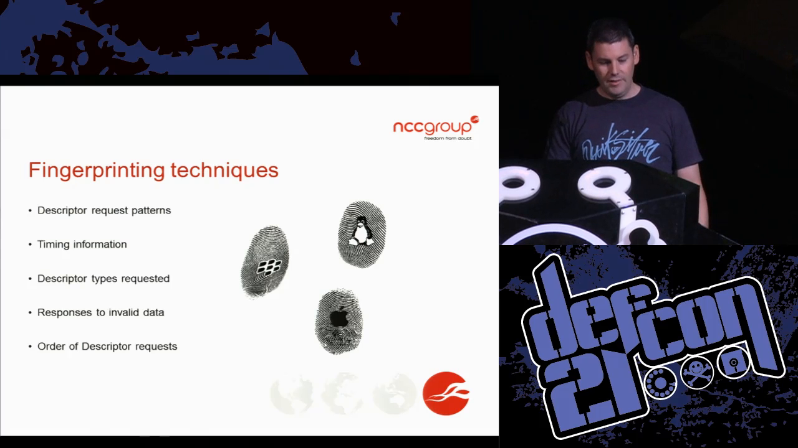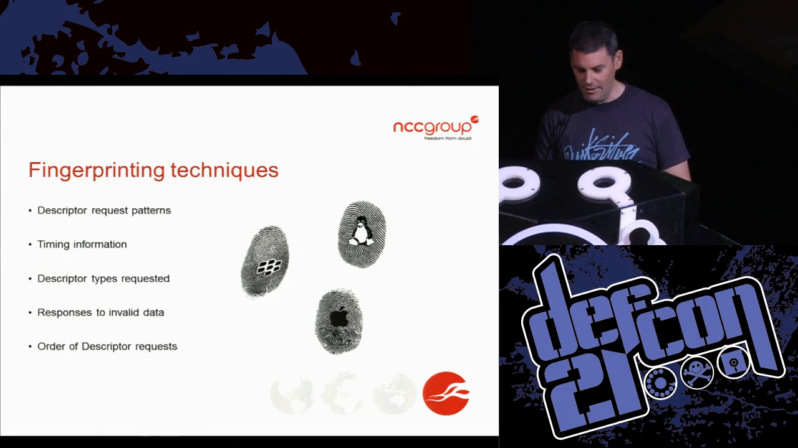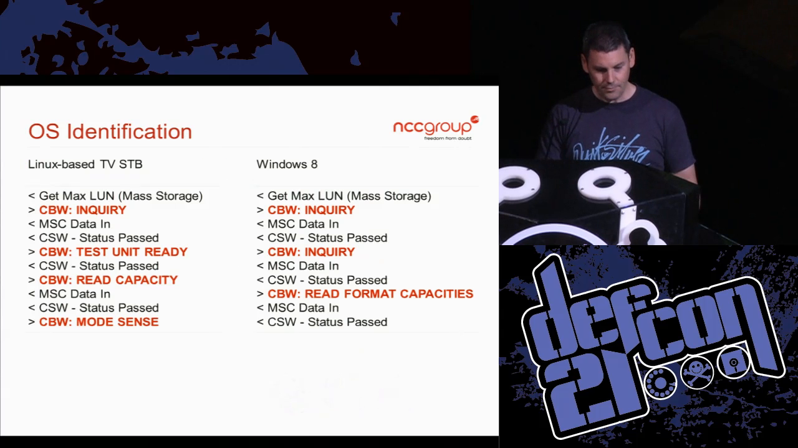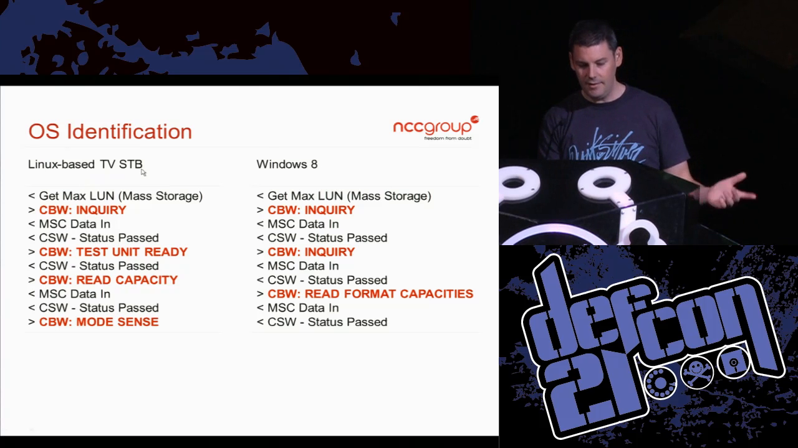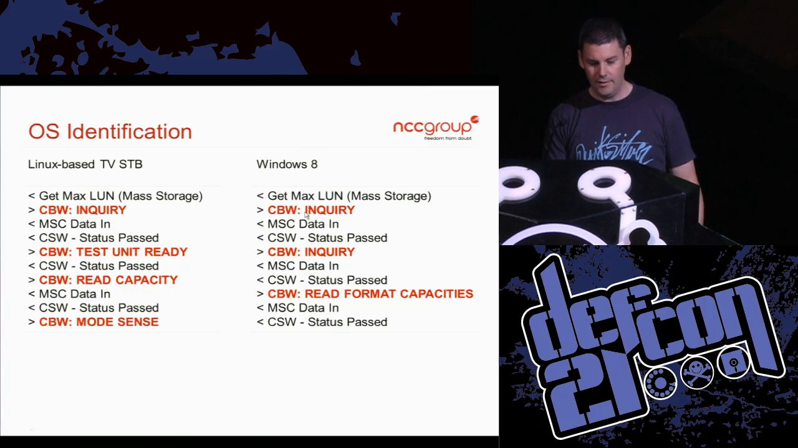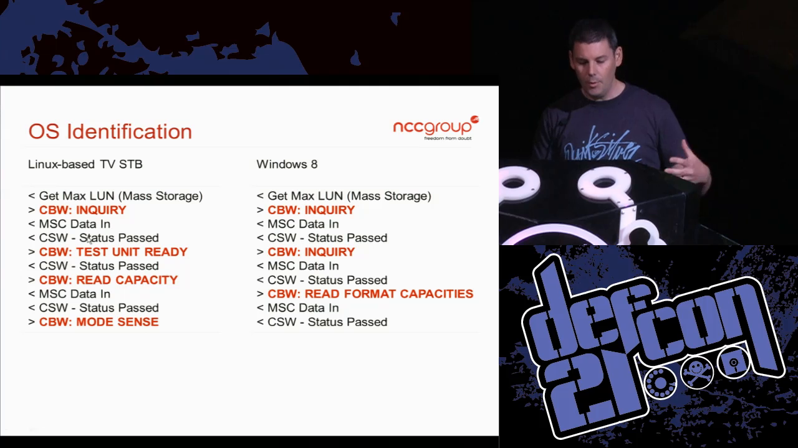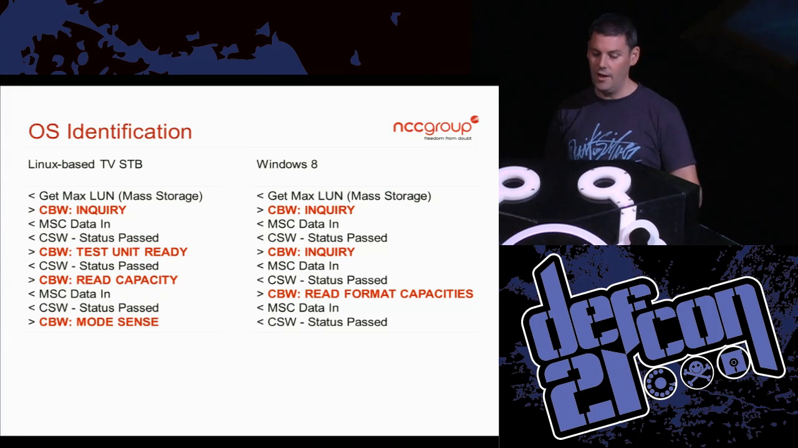So, a bunch of fingerprinting techniques. I'm seriously running out of time, so we're going to whiz through this. For OS identification, here we've got a Linux-based TV set-top box and Windows 8, and the same mass storage device was plugged into each, and all the traffic was captured. You can quite clearly see that the types of class commands that are used and the order in which they're requested are completely different for those two OSs.